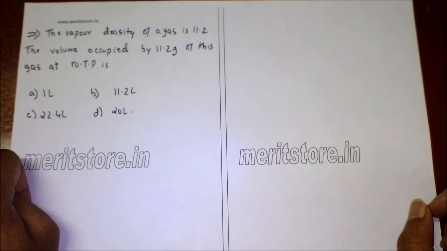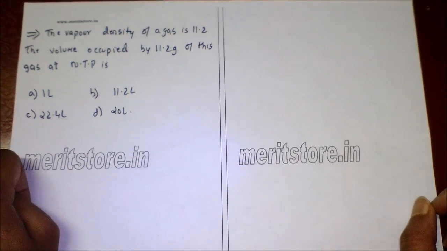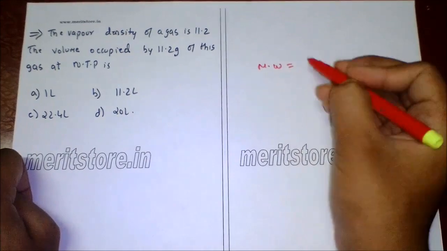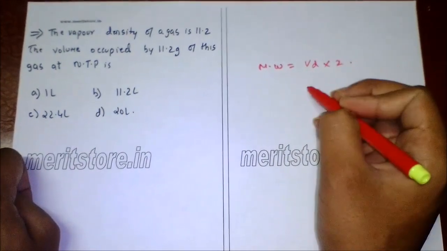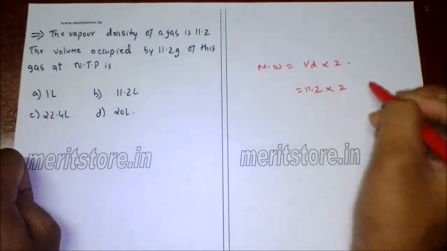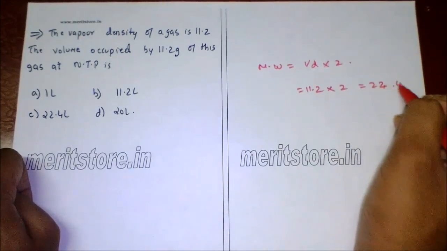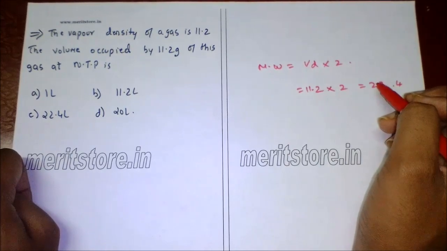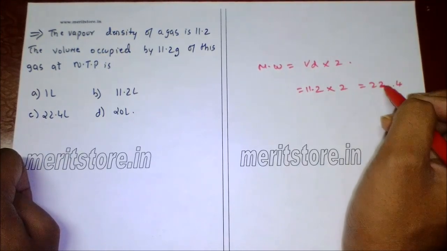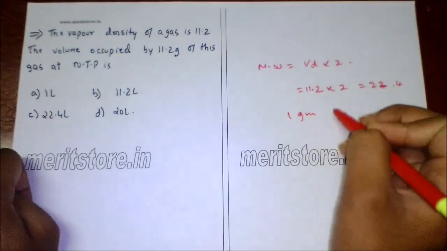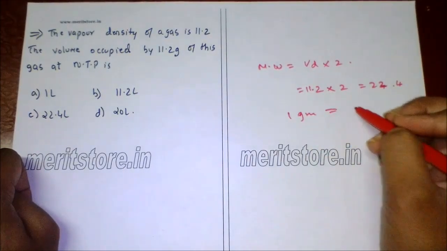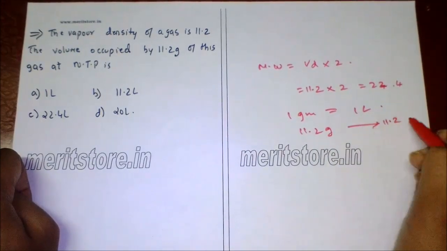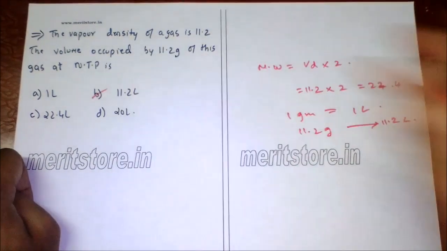The vapor density of a gas is 11.2. The volume occupied by 11.2 gram of this gas at NTP is? The molecular weight is equal to vapor density into 2. So 11.2 into 2 is equal to 22.4. The volume of 22.4 gram of substance at NTP is 22.4 liter. So 1 gram substance at NTP will be 1 liter. So 11.2 gram of substance will be 11.2 liters. So option B is the correct answer.